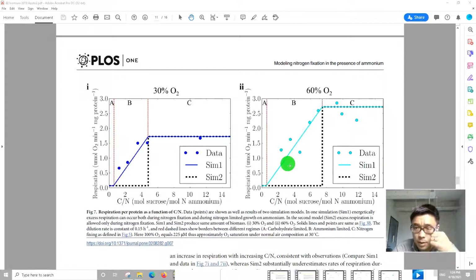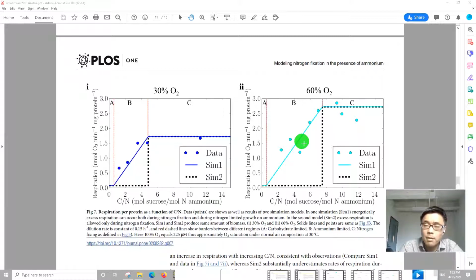Because the increase can be explained by respiratory protection. As C to N ratio increases, more excess carbon is available, which is channeled into respiratory protection. But simulation 2 doesn't capture that because the trigger is only nitrogen fixation. So if simulation 1 is similar to data, that suggests that respiratory protection is happening even when nitrogen fixation is not present.